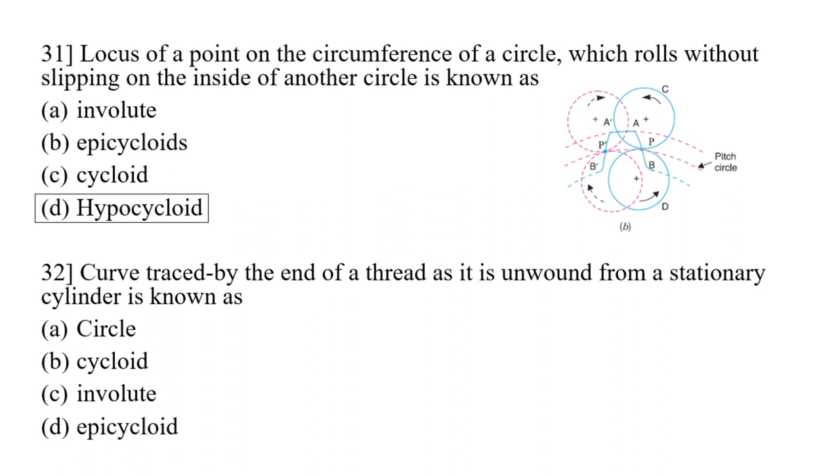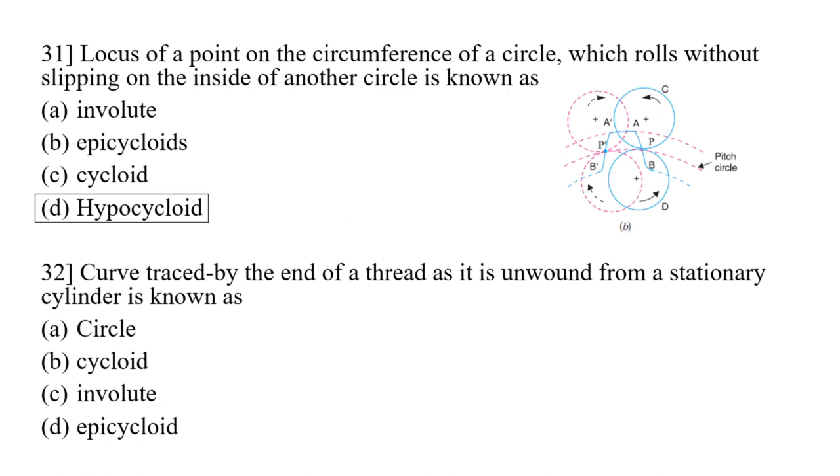If it is outside, the curve AP is generated, and that AP curve is called an epicycloid, whereas the PB curve here is called a hypocycloid. By combining AP and PB, one total curve is formed, and that is called a cycloidal curve. But AP is called an epicycloid and PB is called a hypocycloid. Remember this.